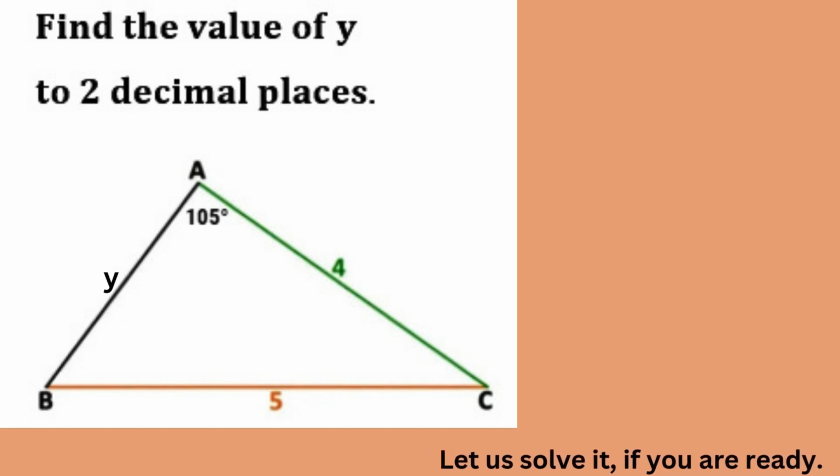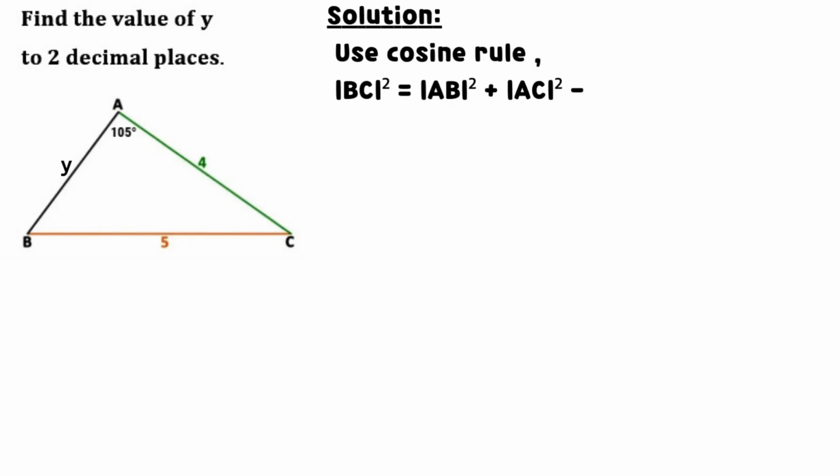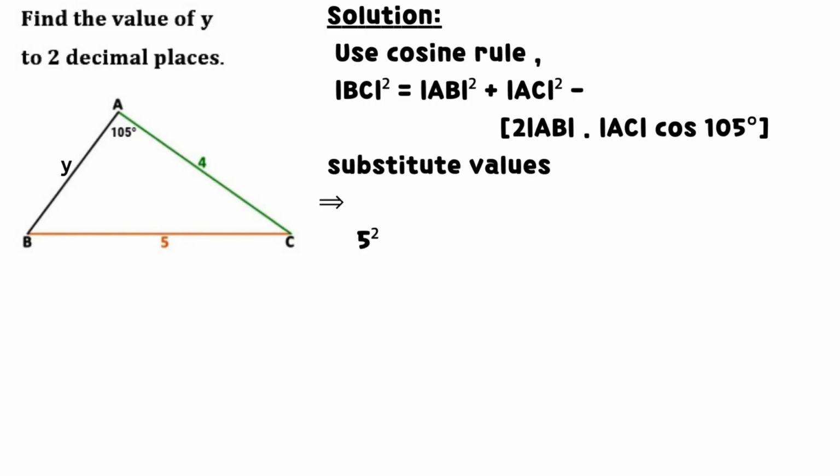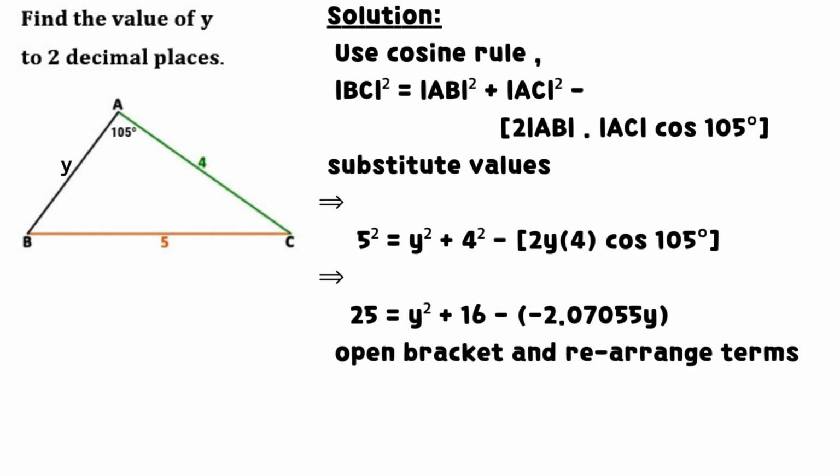Find the value of y to 2 decimal places. Use cosine rule. The square of line BC equals the sum of the square of line AB and the square of line AC minus 2 times the product of line AB and line AC times cosine 105 degrees.